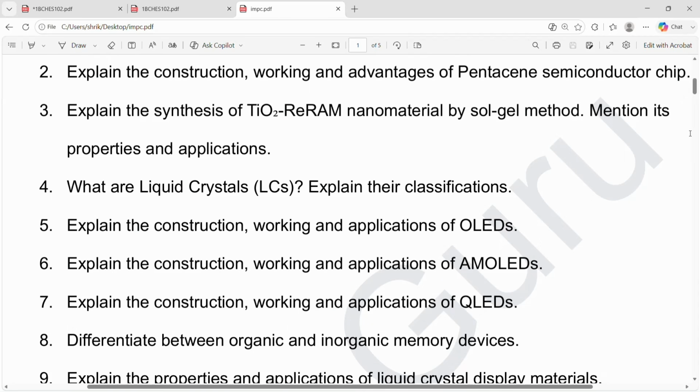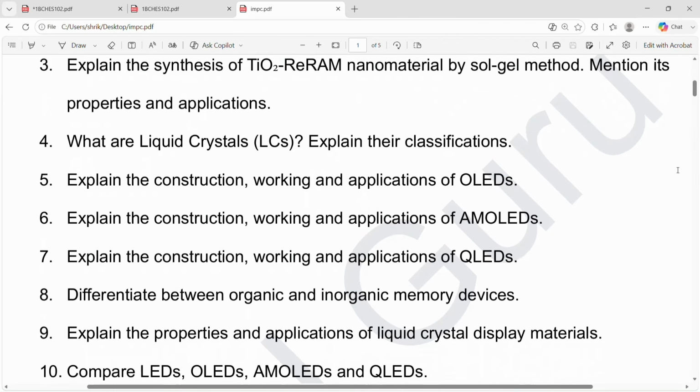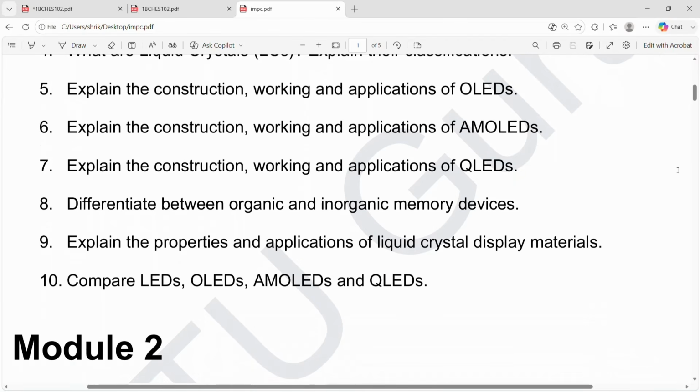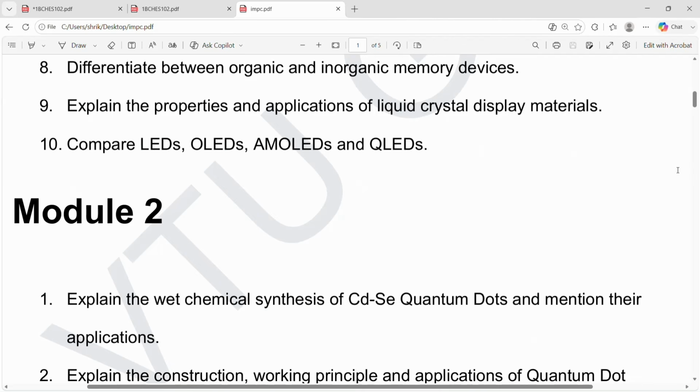Differentiate between organic and inorganic memory devices. Explain the properties and applications of liquid crystal display materials. Compare LEDs, OLEDs, AMOLEDs and QLEDs. Next, Module 2. Explain the wet chemical synthesis of CdSe quantum dots and mention their applications.